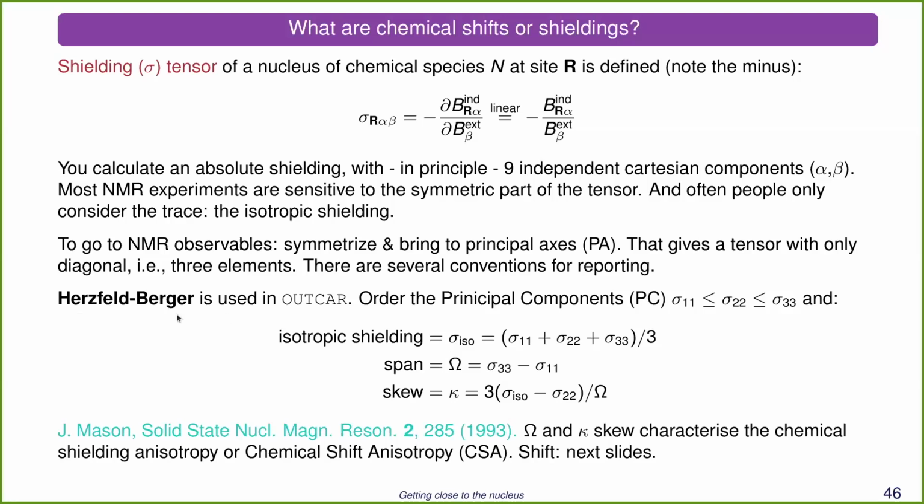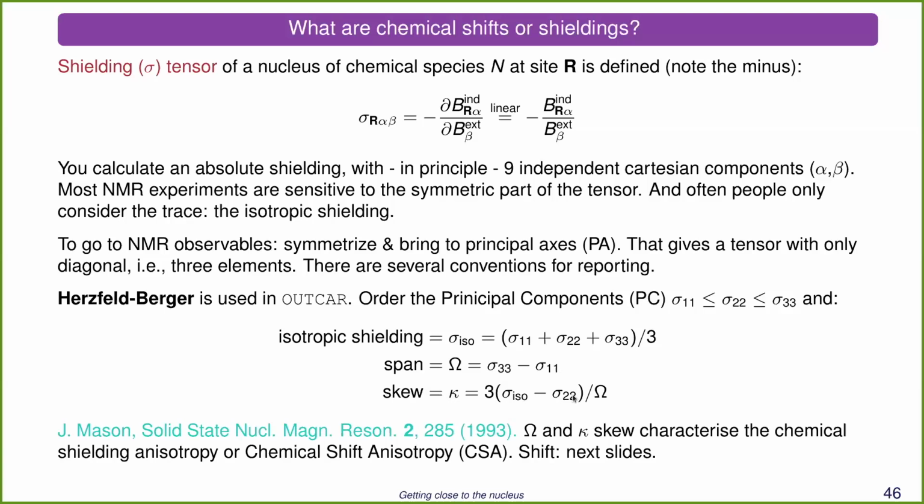In this convention, the Herzfeld-Berger convention, you can also talk about the span, which tells you the biggest minus the smallest. So this is the complete range of the spectrum that is possible. And it's always a positive number. And then you know what is the average, you know what is the range. And then the third component can be somewhere in between the outer limits. And then you can measure that with the skew, which can go from -1 to 1.